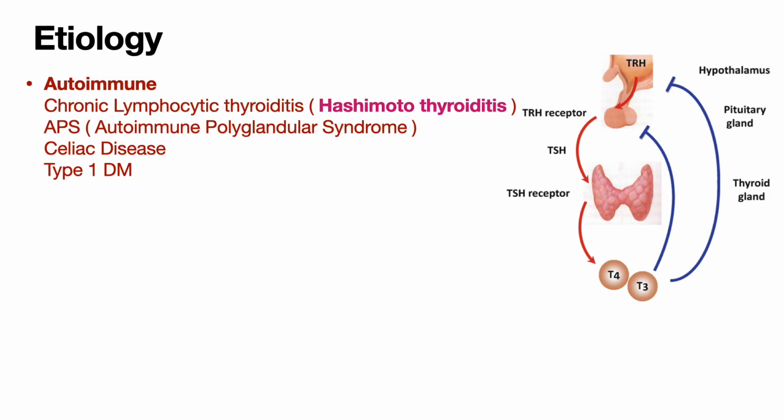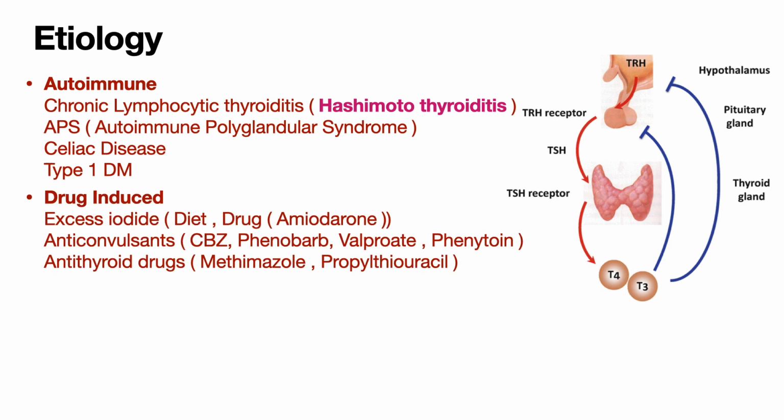Etiology: mostly it is autoimmune. In autoimmune, it can be chronic lymphocytic thyroiditis, that is Hashimoto's thyroiditis, or it may be APS, autoimmune polyglandular syndrome. It may be associated with celiac disease, or with type 1 diabetes mellitus. Hence, in these patients, screening for thyroid disorder is very important.